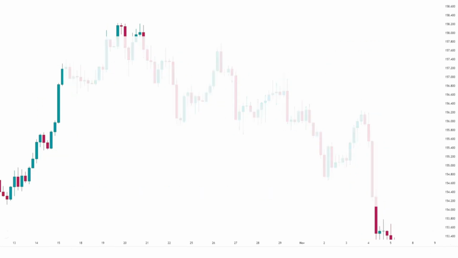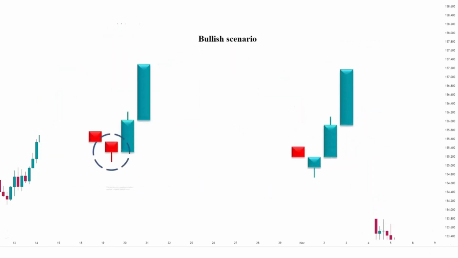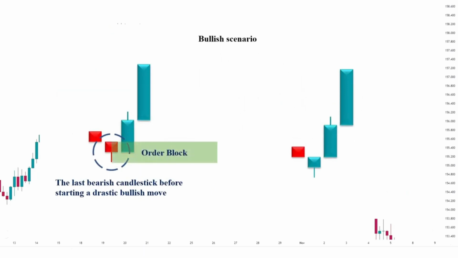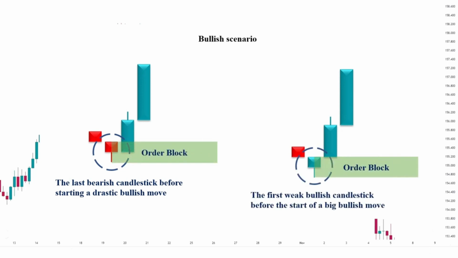In the bullish scenario, the last bearish candlestick, before the start of a heavy bullish move, is identified as the order block zone. Or the first weak bullish candlestick, before the big move. The same concept applies to the bearish scenario.